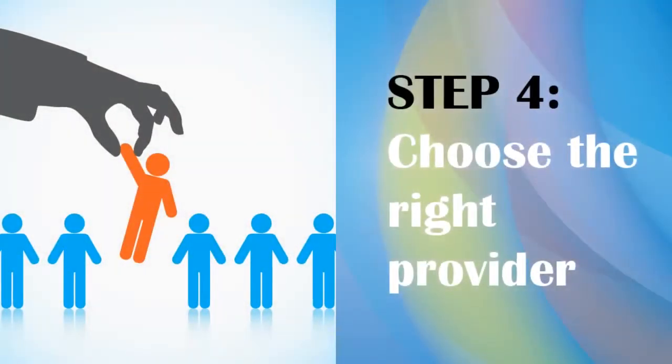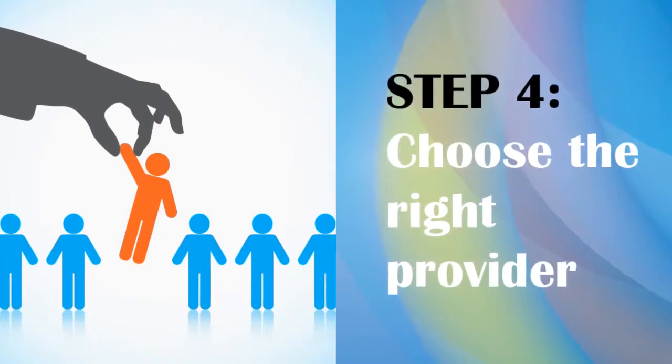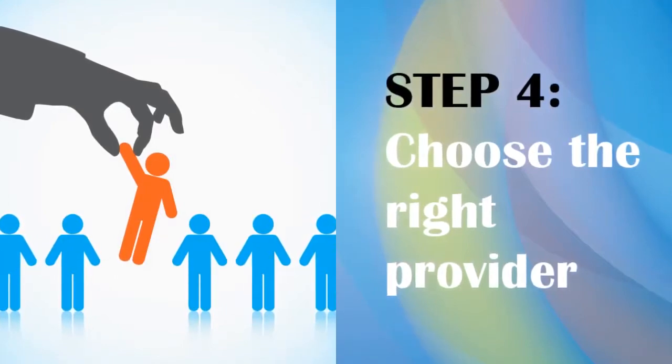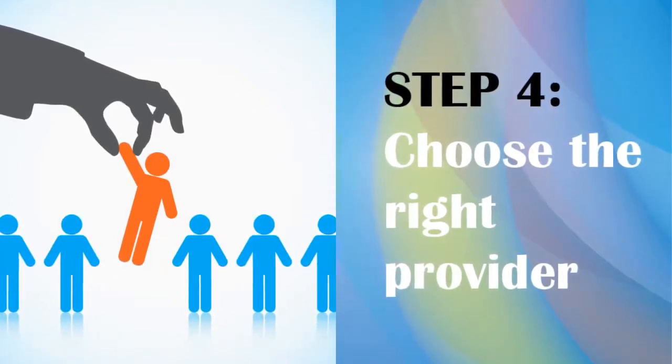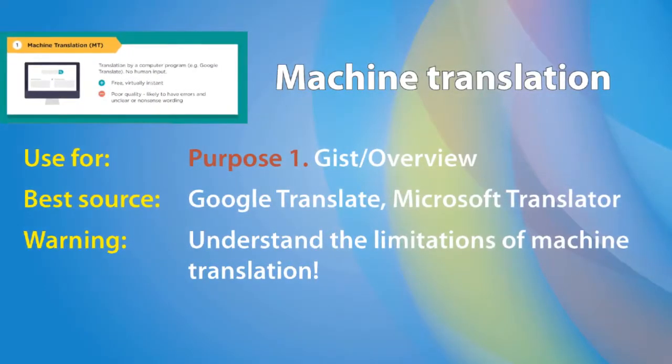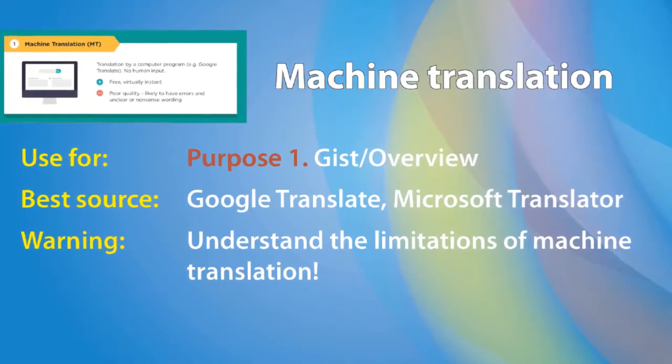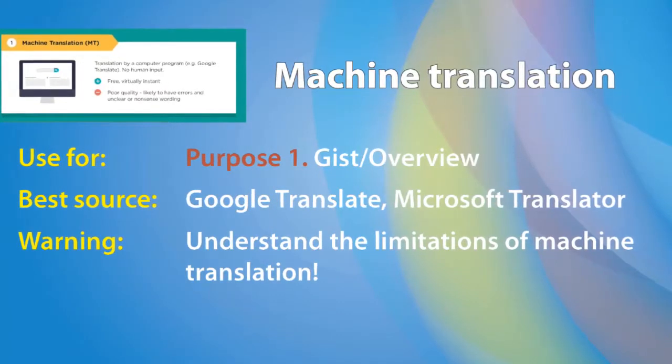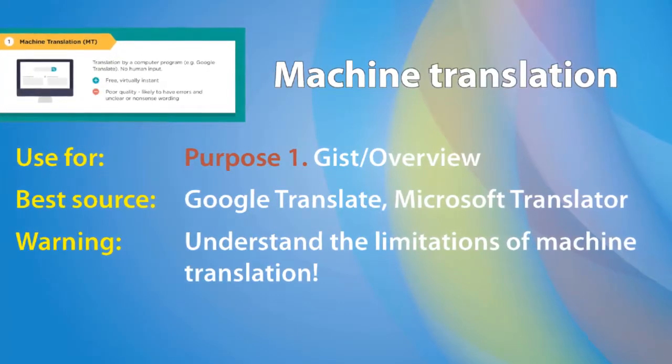Our final step is obvious, but vital if you're going to get the translation quality you need. Here's how to choose the right translator. For machine translation, use Google Translate. If something doesn't make sense, try it in Microsoft Translator to see if it's clearer, but always be aware of the limits of these programs.